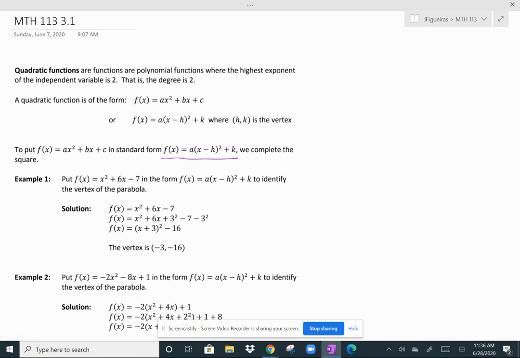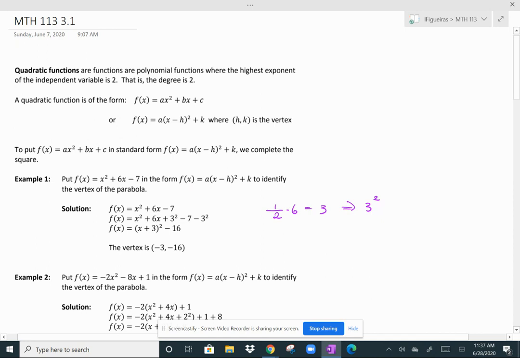So here's an example of how you would do that. We want to put this function, which is in what we would consider to be standard form, into this other form that will allow us to pick up the vertex easily. The first thing you need to do is complete the square on the x part of the equation. That means you take half of the coefficient of x, which gives me 3, and then you take that 3 and you square it.